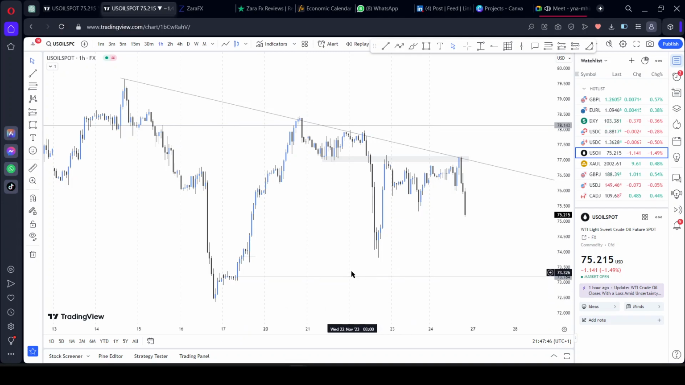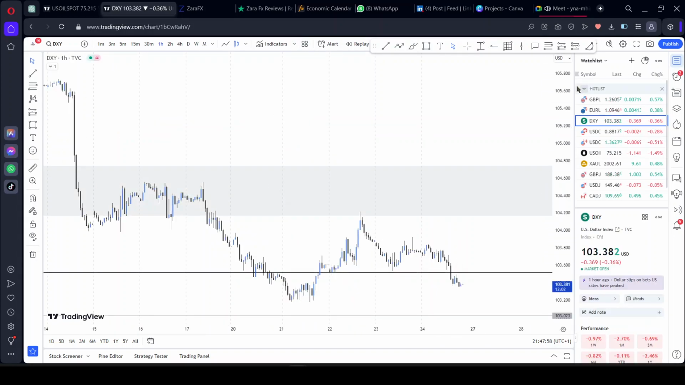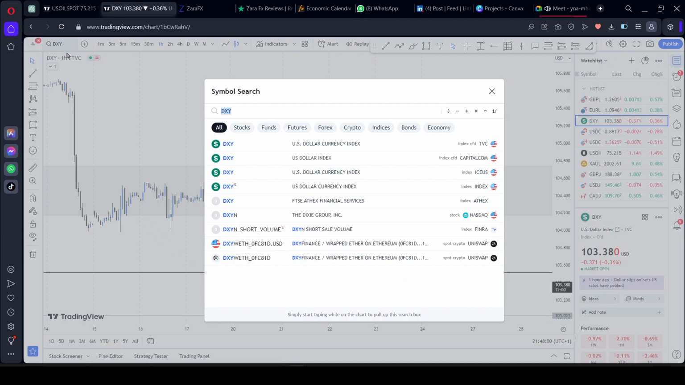All right. So the first concept we'll talk about is the concept of DXY. DXY is basically the dollar strength index. We use it to check the strength of the dollar, right? That's what it is. You can see US dollar currency index. So it's not a tradable instrument, but it's just used to measure the strength of the dollar.